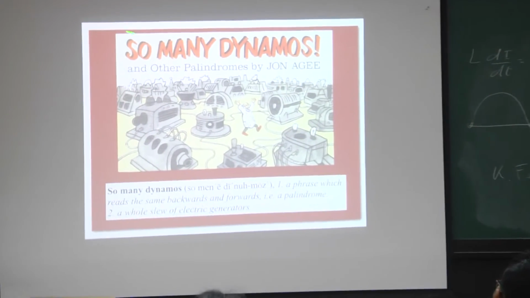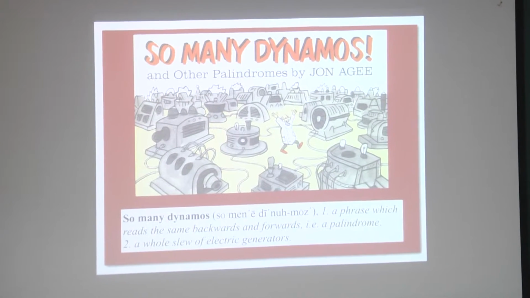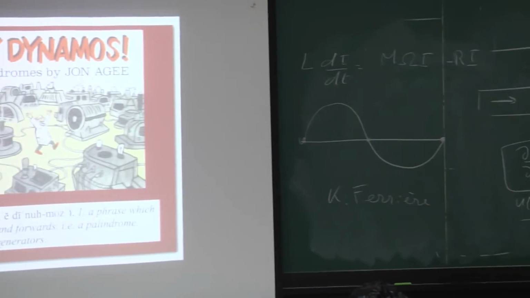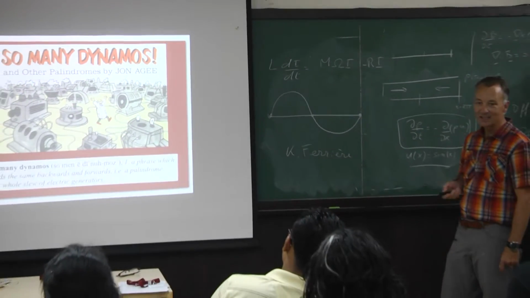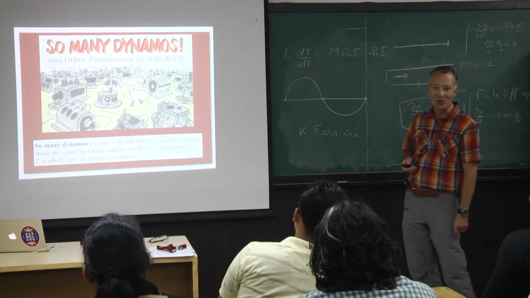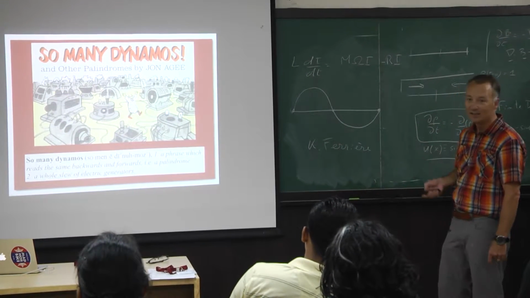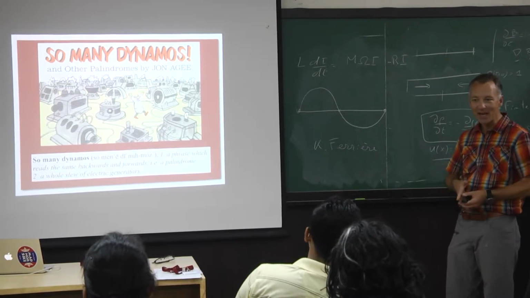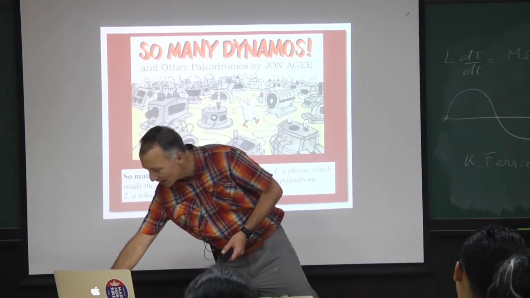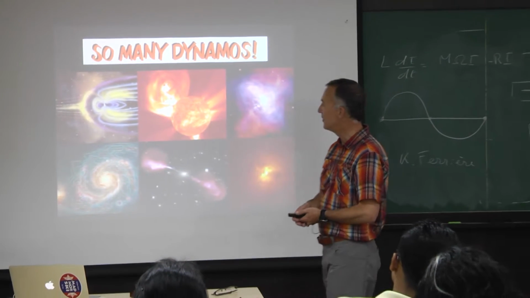I don't know if you've seen this before, but this phrase spelled backwards is the same phrase. It's a palindrome. And here's the experimentalist in the lab. And these objects here are all dynamos. They're electrical generators, continuously converting mechanical energy into electric energy. But of course, we're thinking about other dynamos.